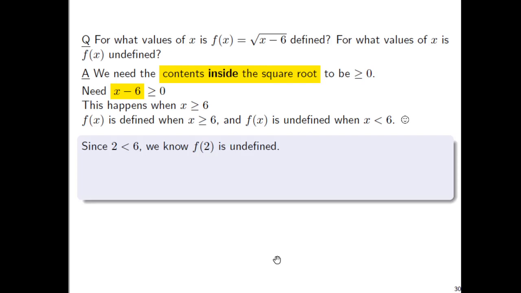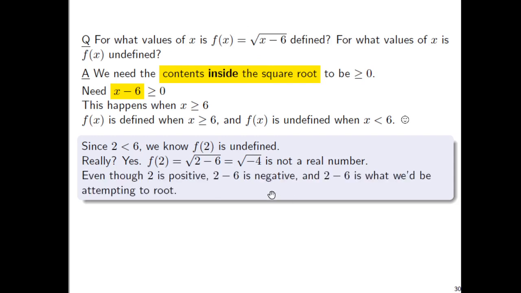Now here's the strange thing. Undefined when x is smaller than 6, including like when x is 2, right? 2 is a positive number. But because 2 is less than 6, we know f of 2 is undefined. Let's try finding f of 2. Really, right? So f of 2, just following the formula for f of x at the top, is root 2 minus 6. In other words, root negative 4, which is not a real number. So even though 2 is positive, 2 minus 6 is negative. And 2 minus 6, in other words negative 4, is what we're attempting to root.